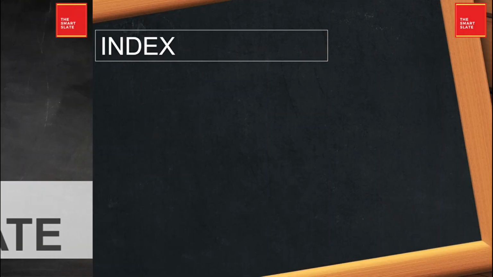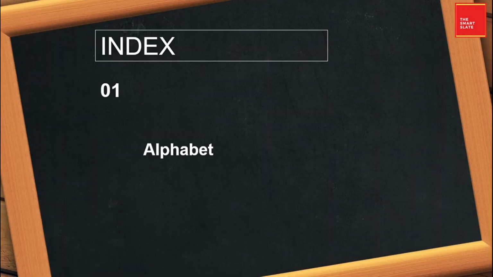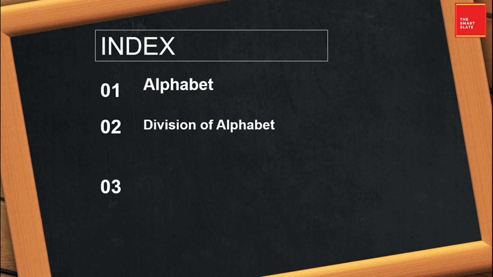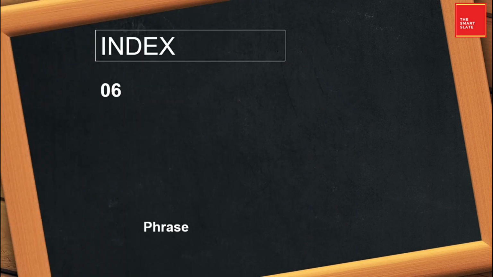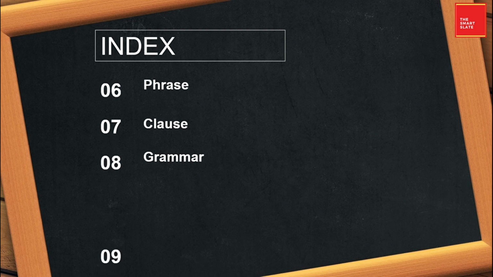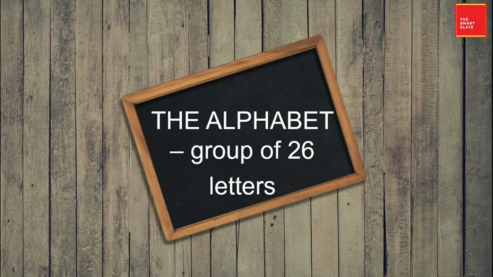So today we'll know more about alphabet, division of alphabet, syllable, what is a word, what is a sentence, what is a phrase, the meaning of clause, what is grammar and composition, and a few more basic terms. To begin with, the very first term is the alphabet.